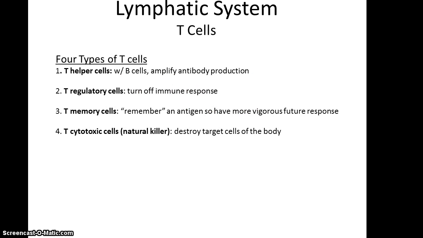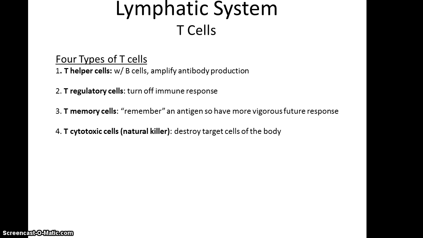As for the T cells, there turns out there are 4 types of T cells. There's the T helper cells. These cells act in concert with the B cells and help to amplify the amount of antibody produced. You get the T regulatory cells. They turn off the immune response. If we turn it on, we have to be able to turn it off when we don't need it anymore.